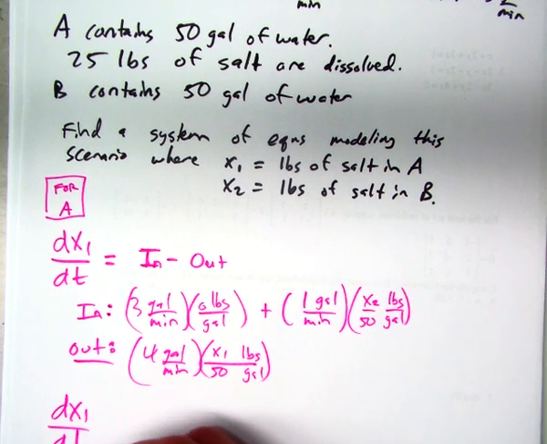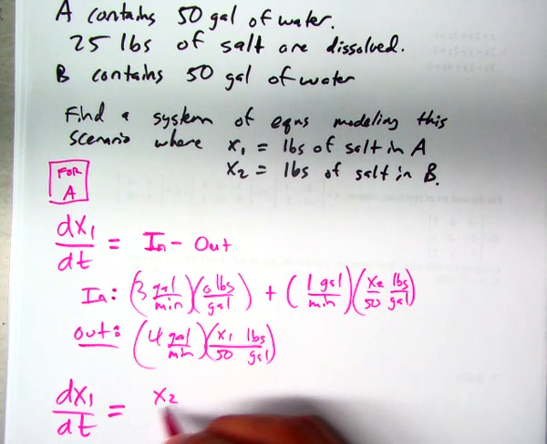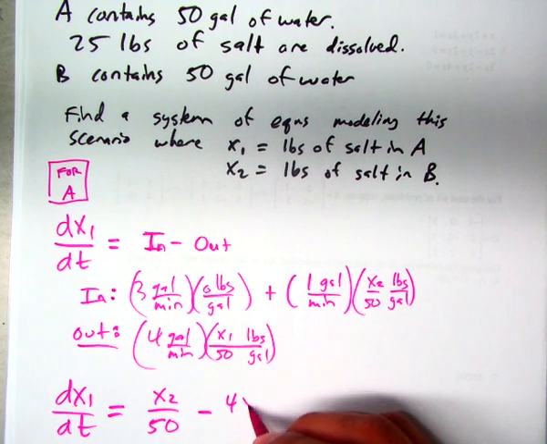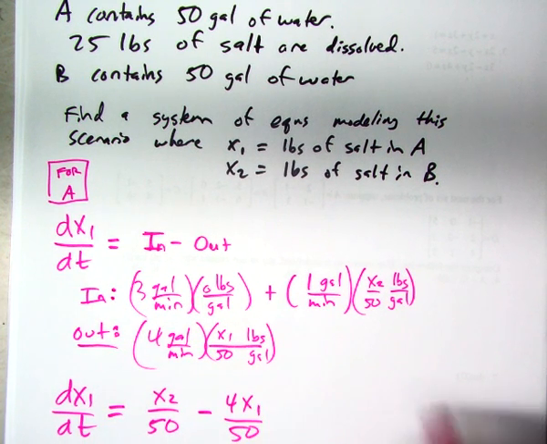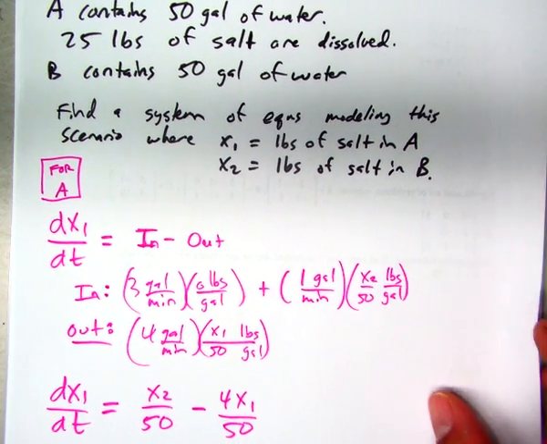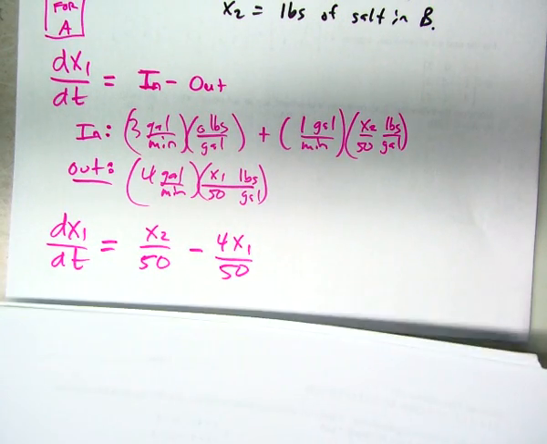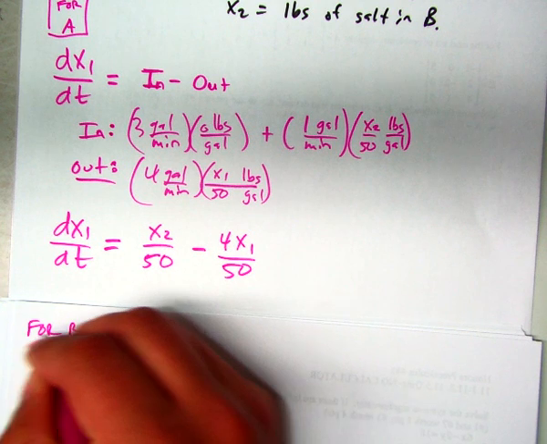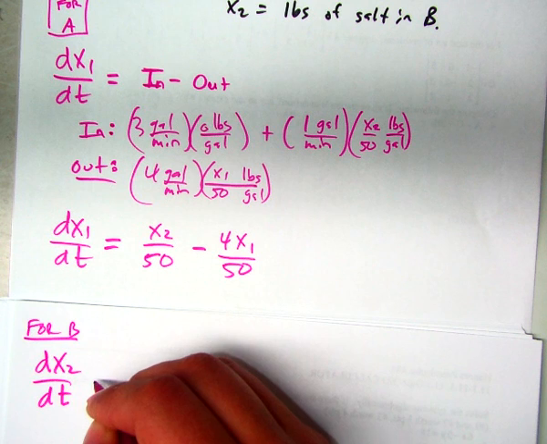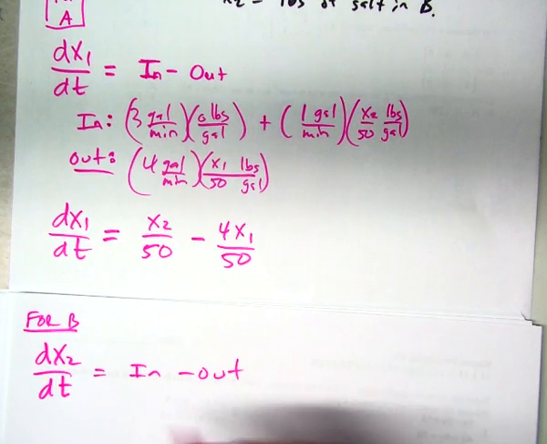So dx1 dt, if I calculate the in, you just get x2 over 50 minus the out, which is 4 times x1 over 50. We'll clean these up in a little bit, but that's dx1 dt, and we'll do the same exact thing for B. So for tank B, dx2 dt, again, will be equal to the rate of salt coming in minus the rate of salt going out.